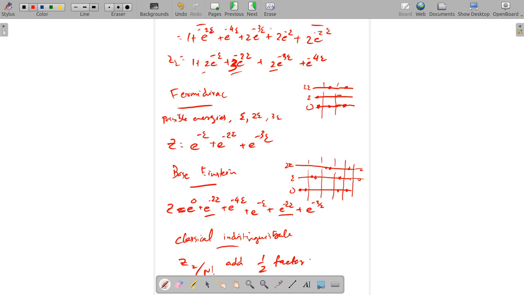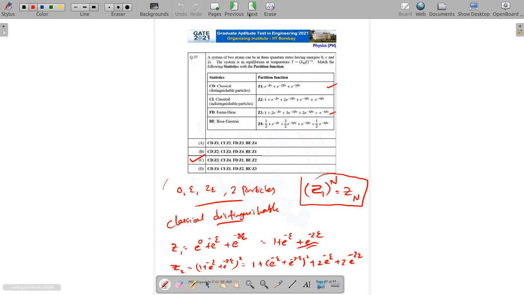Okay, so if you go back to the options, you can basically see e raised to minus epsilon. So this one corresponds to your classically distinguishable particles. Okay, so CD is Z3. Yeah, so you're right. This option C is the right answer, which I already worked out. We will go one by one. So CD goes to Z3.